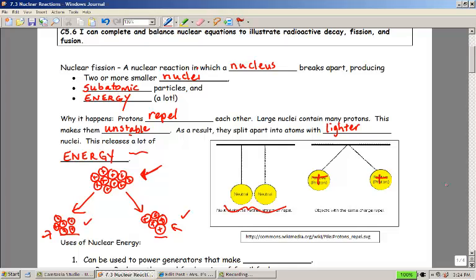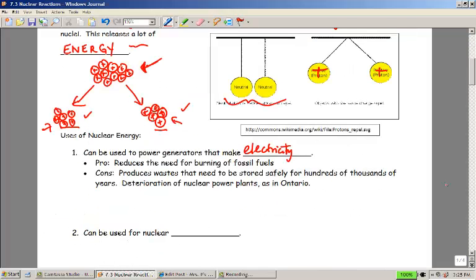And because there are fewer protons in each of the nuclei that form, the number of neutrons that would be there are sufficient to sort of separate the protons and keep those elements from further separating, or to keep them stable. So there are uses for nuclear energy because there is a lot of energy released.